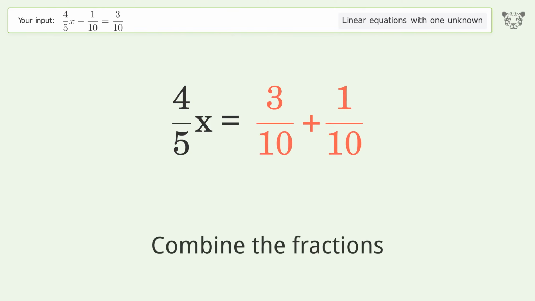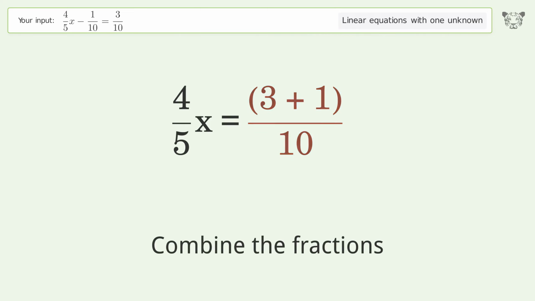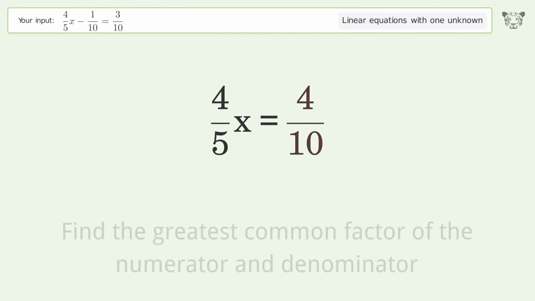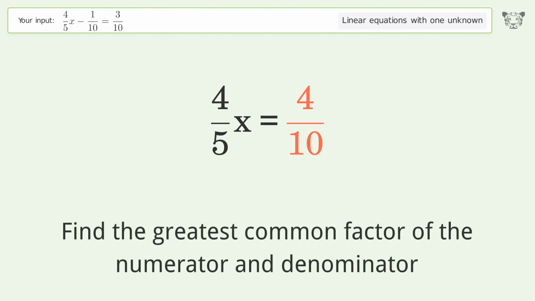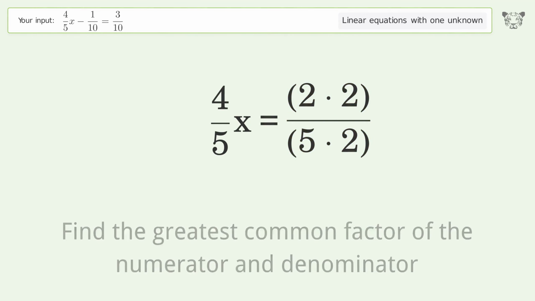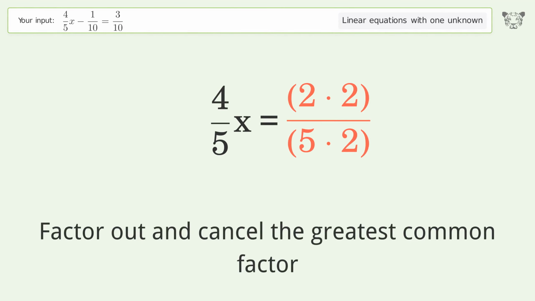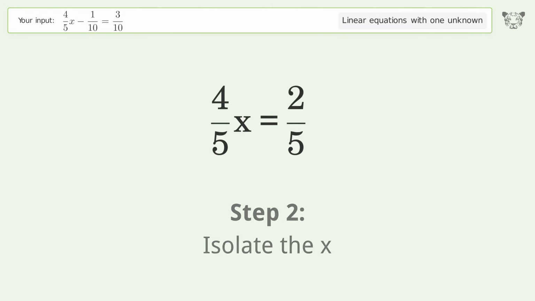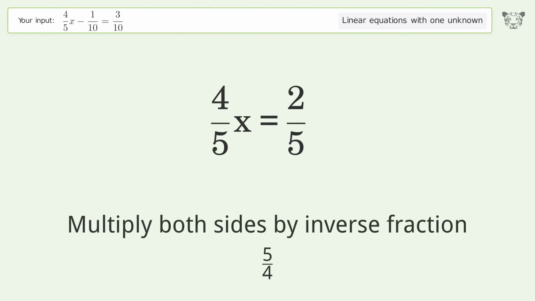Combine the fractions. Combine the numerators. Find the greatest common factor of the numerator and denominator. Factor out and cancel the greatest common factor. Isolate the x. Multiply both sides by inverse fraction 5 over 4.